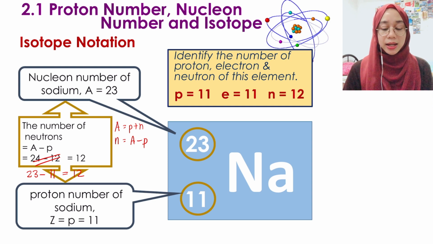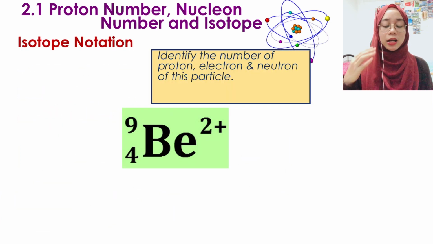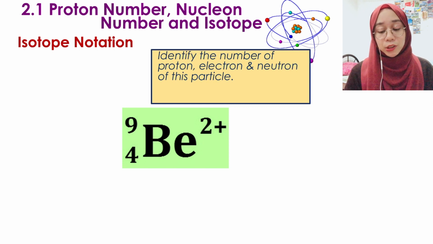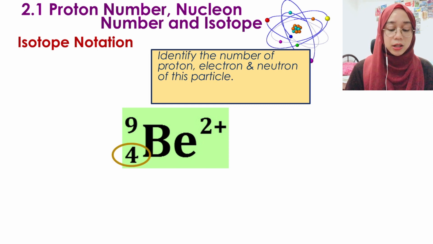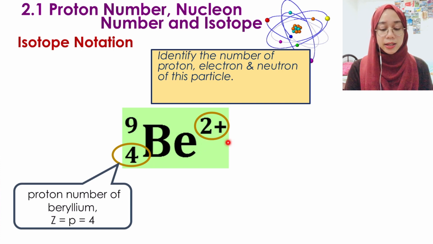Okay, and then let's have a look at the beryllium example once again. Okay, we look at the example one more time. So again, the same question. Identify the number of proton, electron and neutron of this particle. So the simplest, again, we take the proton first. Okay, so proton equals 4. But this time around it has a charge, class, it has a charge.